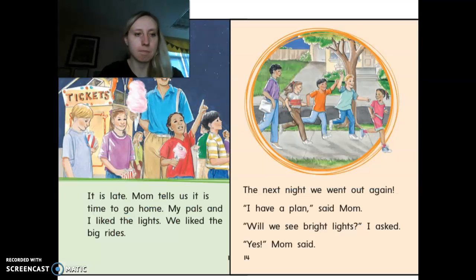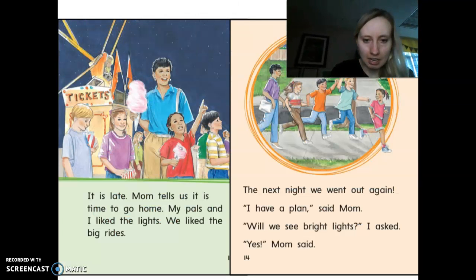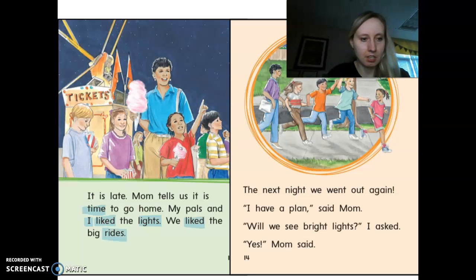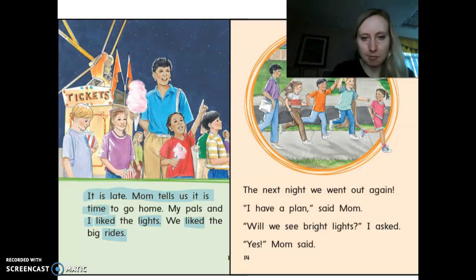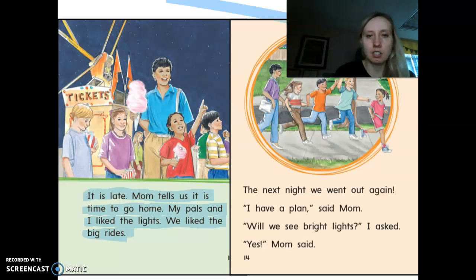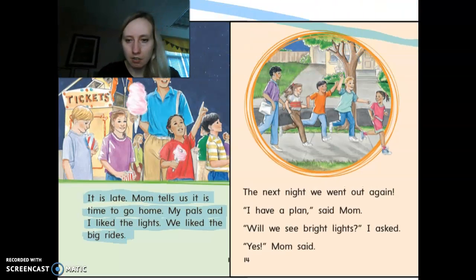Hi, Mom. Okay. I liked lights and rides. Okay, so here we go together. It is late. Mom tells us it is time to go home. My pals and I liked the lights. We liked the big rides.